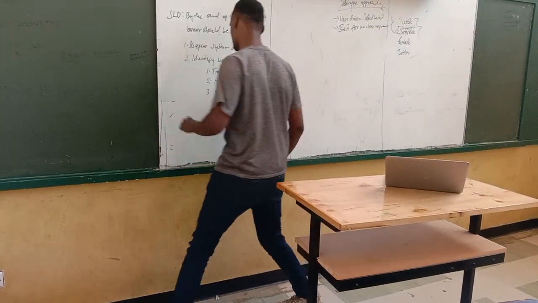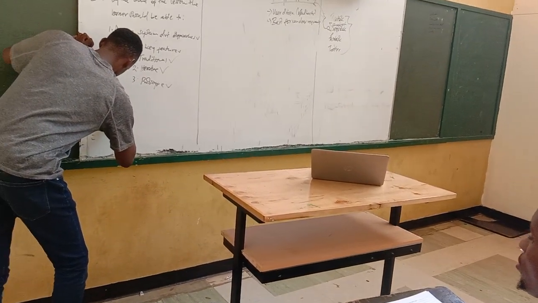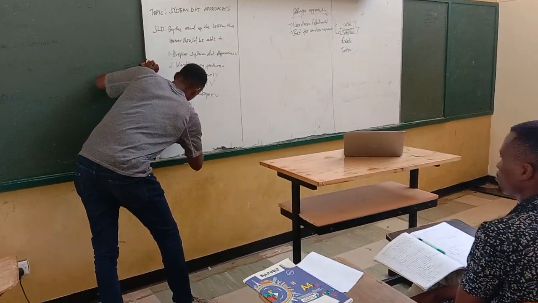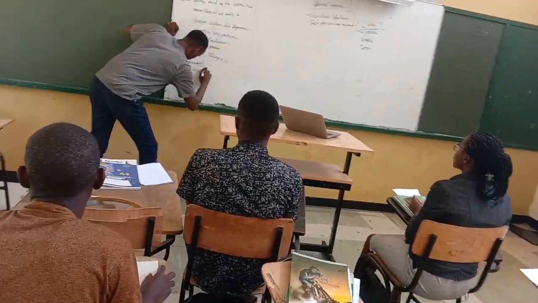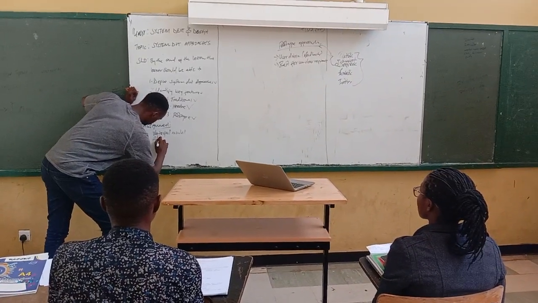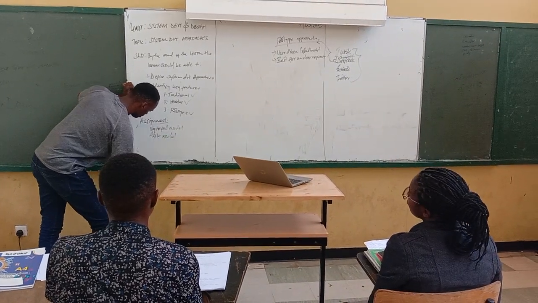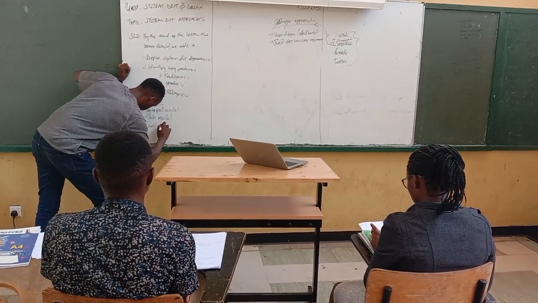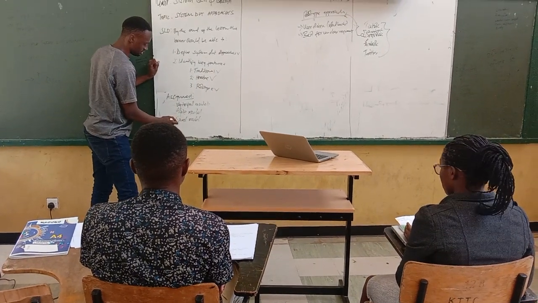For the assignment, I want you to go and read on the waterfall model, agile model, and spiral model. Okay, we will discuss this in the next lesson.